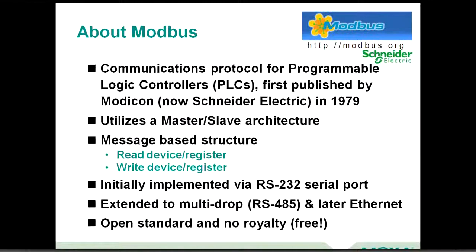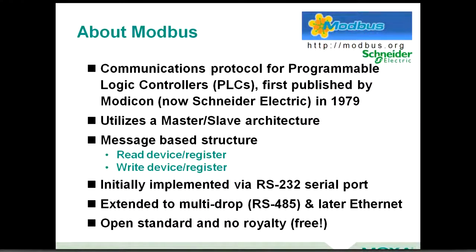So again, first implemented with a direct connection point-to-point with RS-232 serial port, and then later they had the bright idea to adapt this to be able to have multiple devices. So it was really one of the first ways to do industrial networking utilizing RS-485.